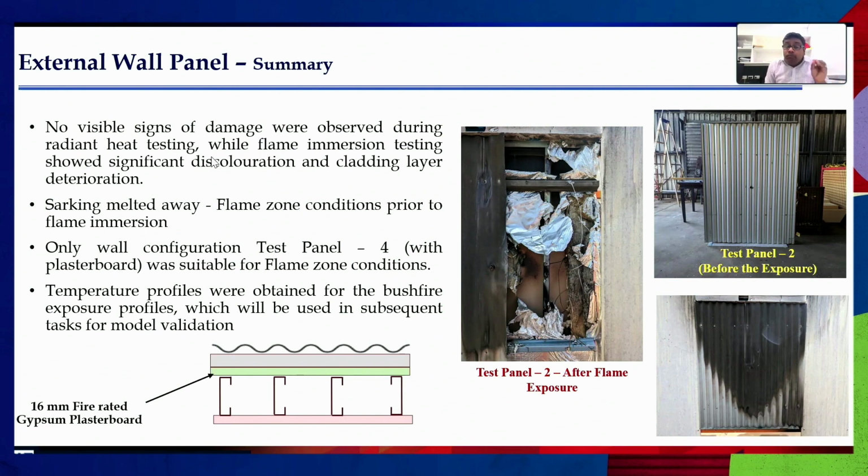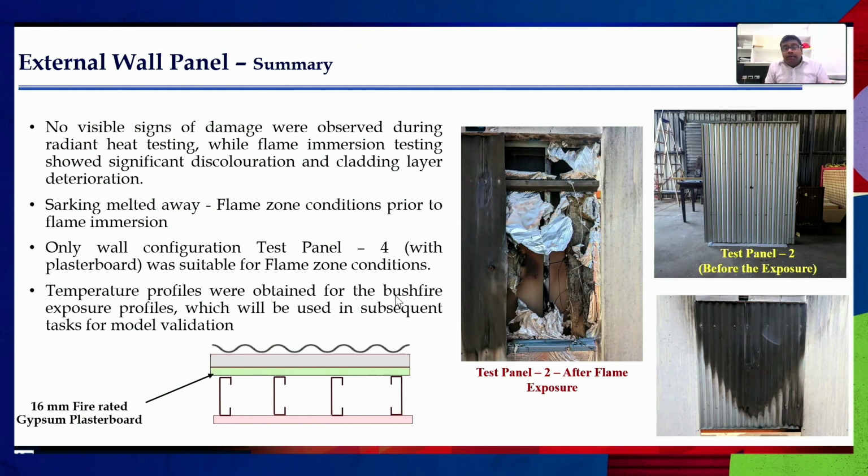The overall summary of the wall panel is, of course, no visible damage was observed during the radiant test heating. However, the flame immersion testing had some discoloration and some cladding layer deterioration. Of course, after the test for flame exposure, it had some deterioration. The sarking melted away, even prior to the flame zone being exposed.